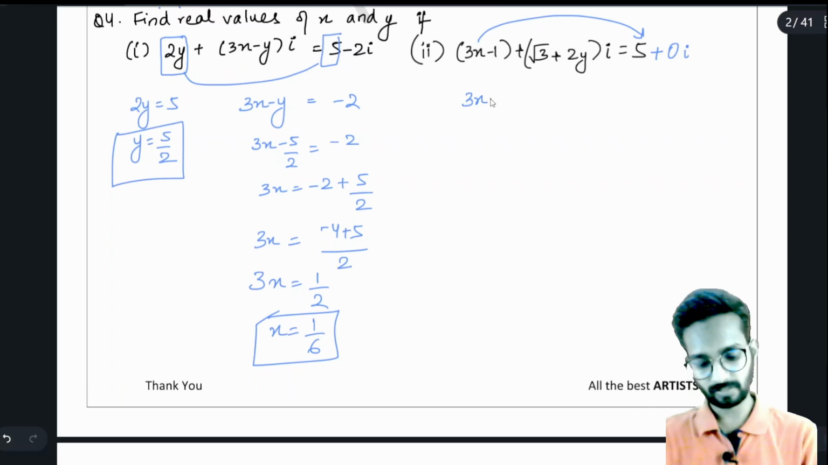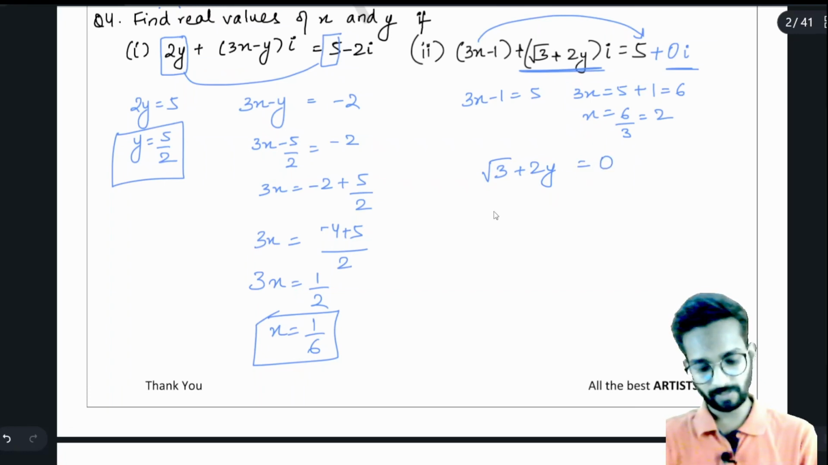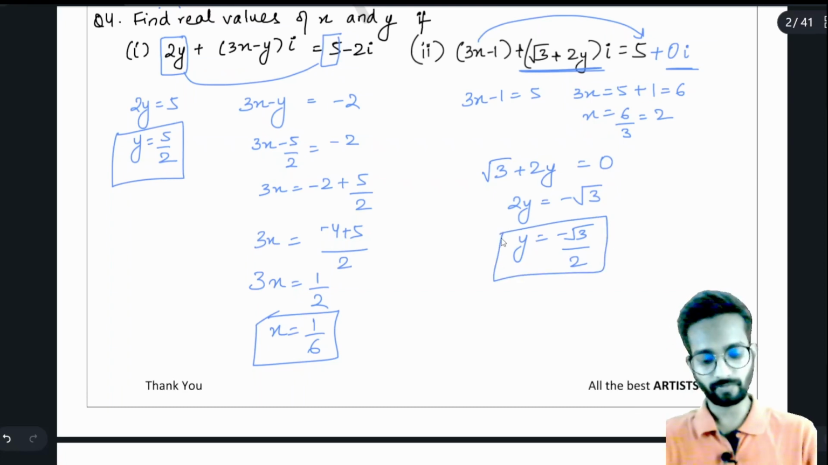So I can write 3x minus 1 is equal to 5. 3x is equal to 5 plus 1. x is equal to 6 by 3, that is 2. Simple. After this we can say root 3 plus 2y is equal to 0i. So root 3 plus 2y is equal to 0. Now if I put this, so I can say 2y is equal to negative root 3 and y will be negative of root 3 by 2. This is the value of your y and value of your x.